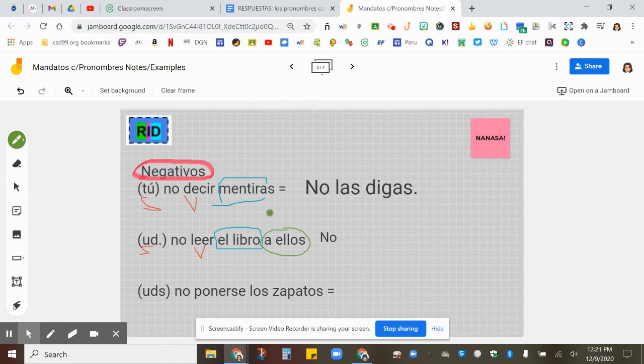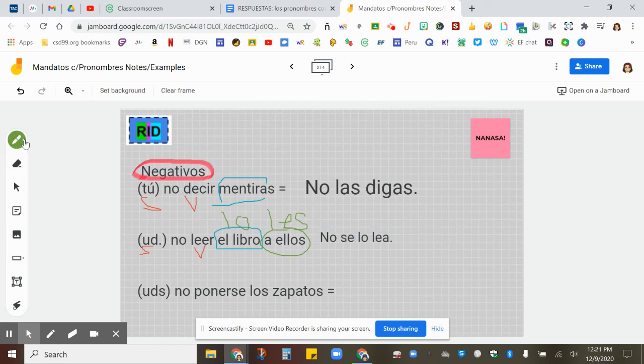Indirect starts a ellos as les, but we can't le, lo. We need to make sure that we change it. So no se lo lea. Do not read it, the book, to them, a ellos.